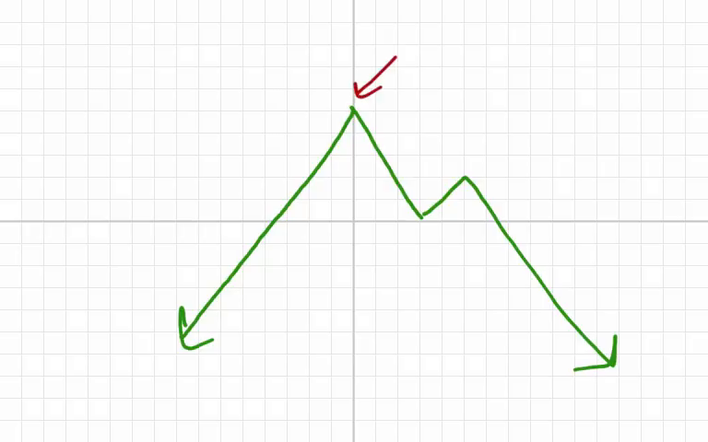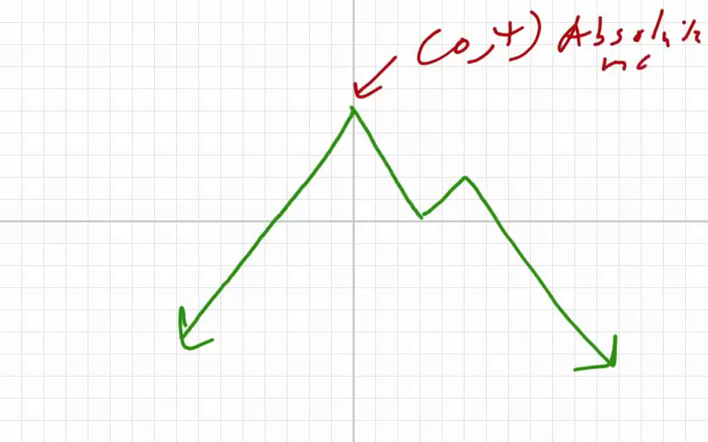see is right here at the point 0,4. And because that is the highest point anywhere, that is an absolute maximum. This point over here is a minimum, but it's not the lowest point on the entire graph, so we're going to call that a relative minimum.